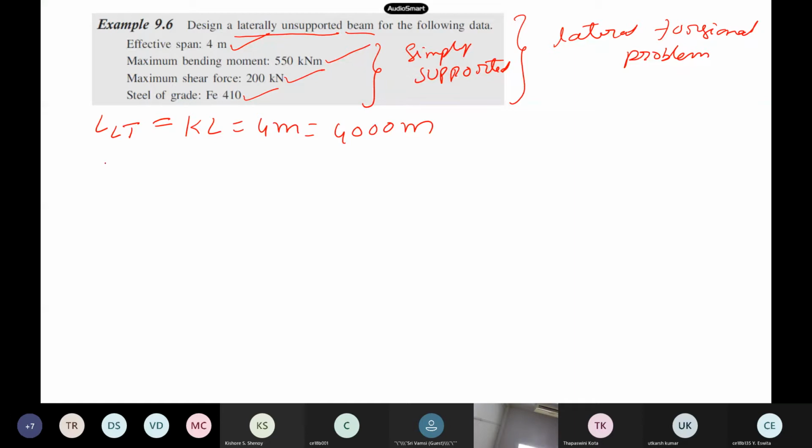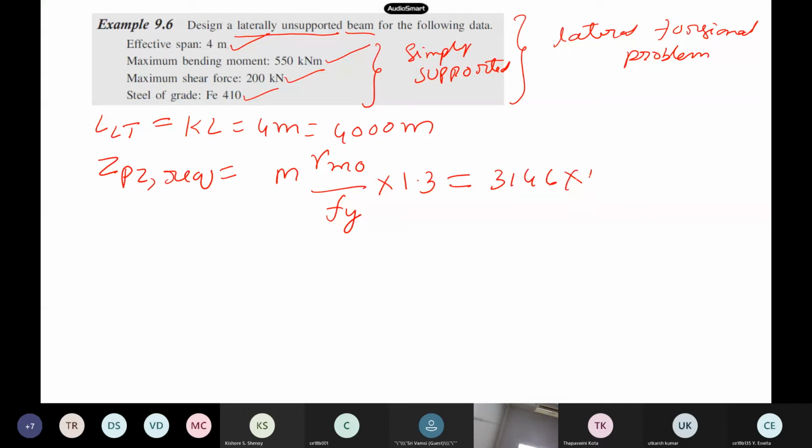And now once this is done, we have to find out the plastic section modulus required. So we told, right, this formula: M times gamma m0 by f y. But since it is lateral torsional buckling, this has to be increased by 25 to 50%, somewhere around these two. So for this problem we assume it to be a 30% increase. So you do all the calculations. So this turns out to be 3146 into 10 cube mm cube. So this is the plastic section modulus. So we have increased by 30%. Any value you can take from 25 to 50%.